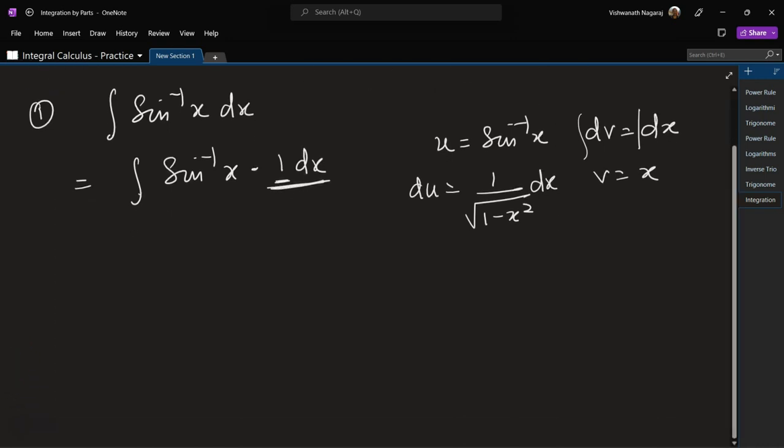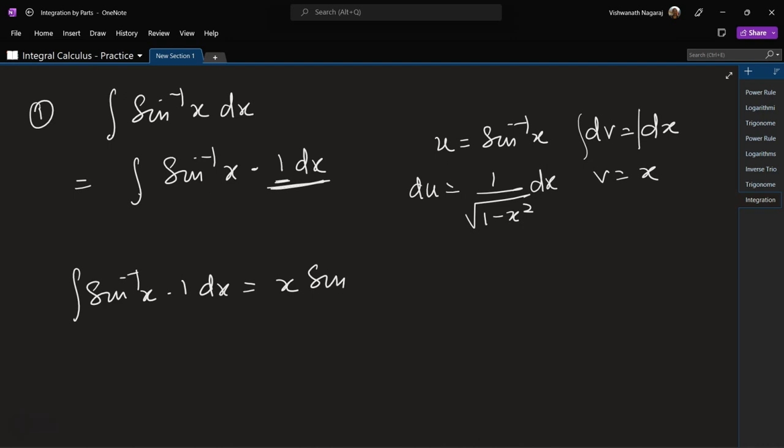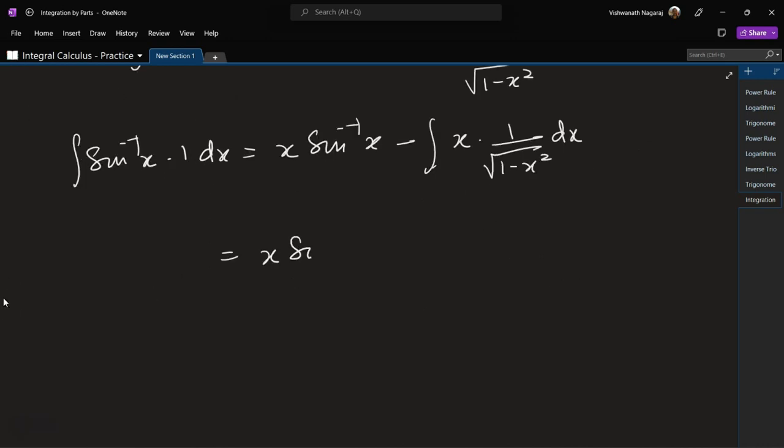Okay, now that we have all these parts in place, let's combine them into that formula. So integral of sine inverse of x times 1 dx is equal to uv. So x sine inverse of x minus integral of v du. Integral of v is x, du is 1 by square root of 1 minus x square dx. So now we have to take care of that integral. That is x by square root of 1 minus x square.